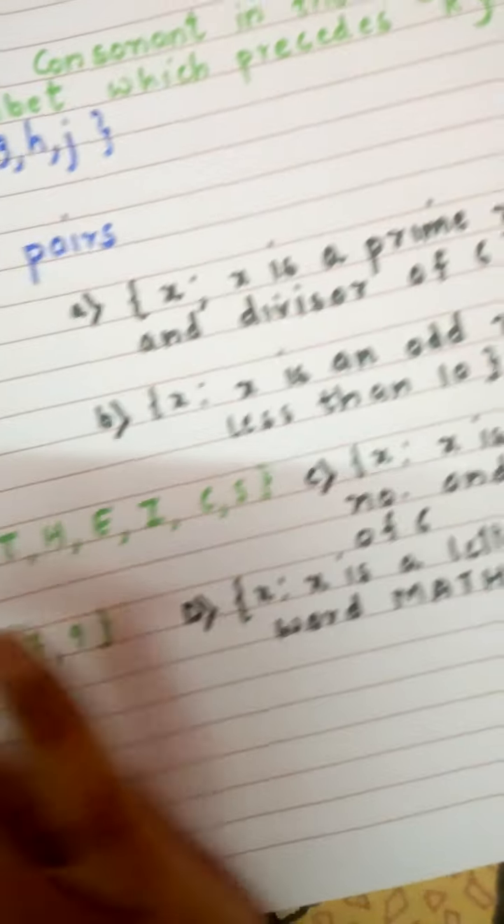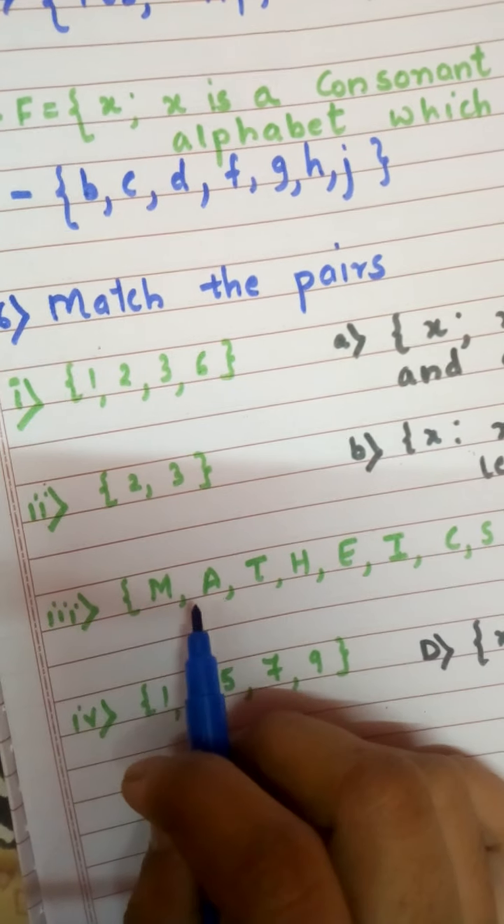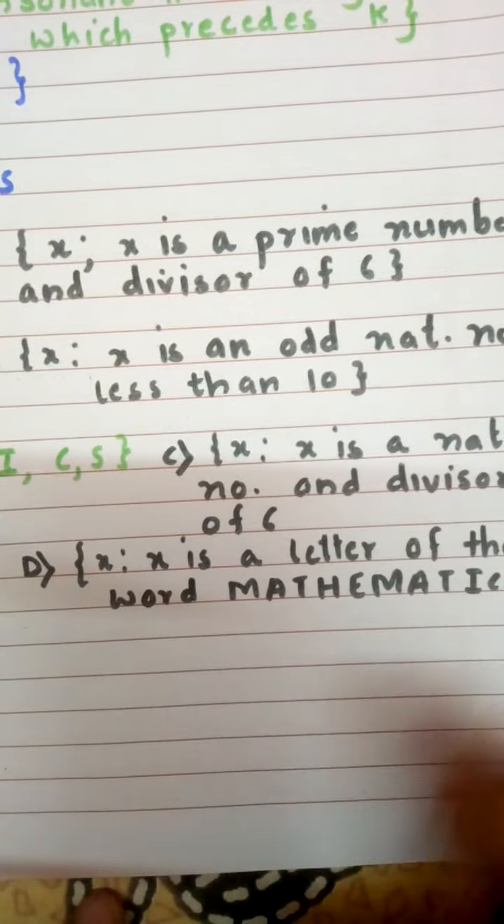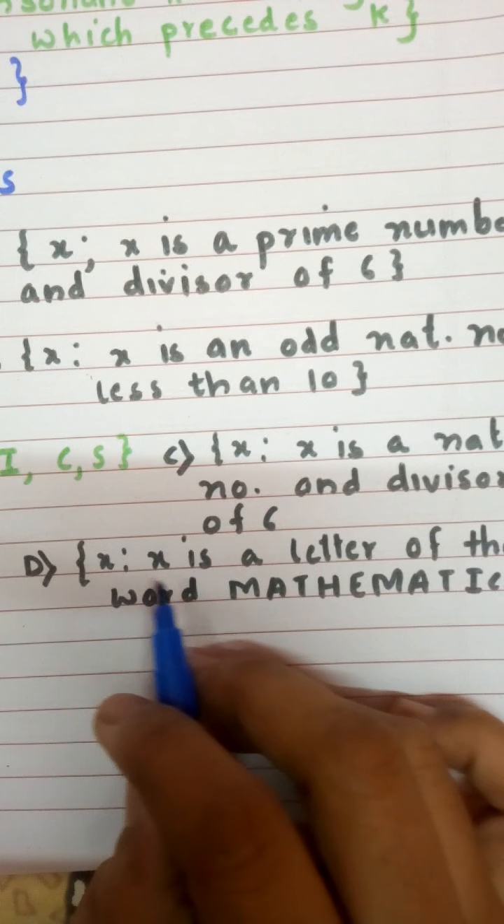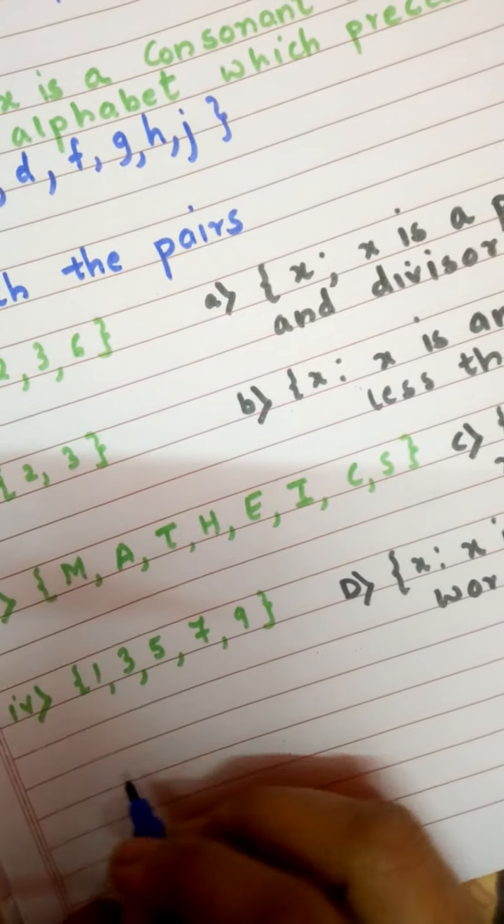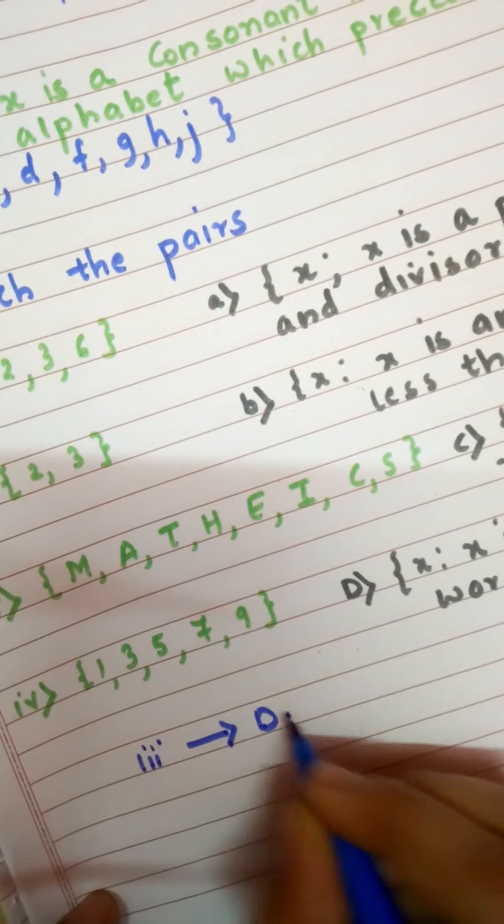Okay, so now here the first obvious one we will do. The third one is MATHEMATICS, and here option D is {x such that x is a letter of the word mathematics}. So obviously the third one will go with D.